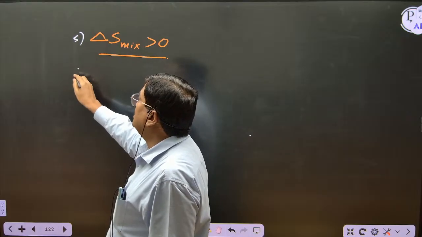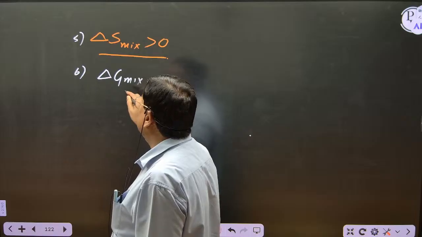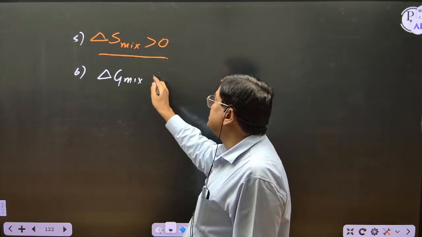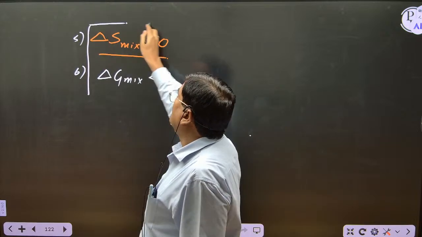Gibbs free energy, how should it be for the process to be spontaneous? It should be negative, no? So it should be less than 0. These two will be common whether it is ideal or non-ideal.